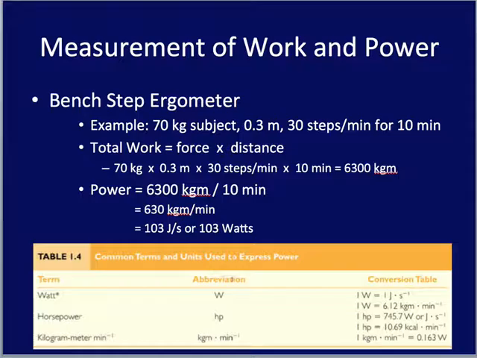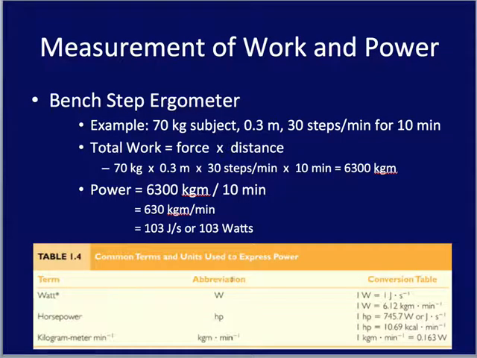Now instead of converting it into newtons, we can keep it in kilograms. All right, and then we can still get it into watts. So if we just take the 70 times 0.3 meters times 30 times 10, that's still force. That kilogram we can use as force times the distance that they traveled. We will get 6,300 kilogram meters.